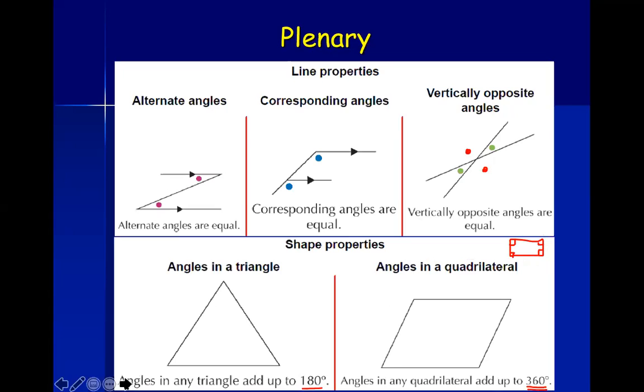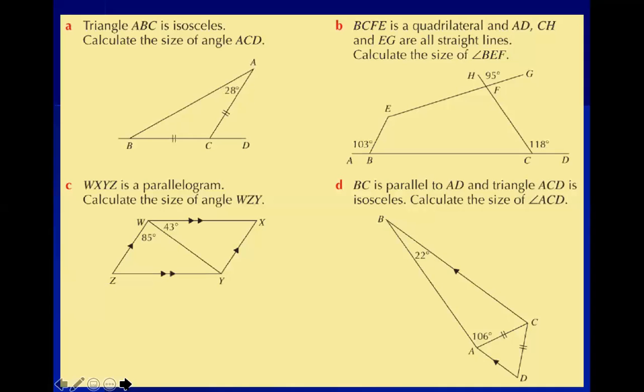Okay. So 5 things, line properties and shape properties, quite good to remember when you're solving problems involving missing angles. So I've got some examples here. I've been given triangle ABC, so that's a triangle. I've been told that it's an isosceles triangle, so you can see why it's isosceles. Quite straightforward, because I've got this line equal to this line, so I know that these two are equal. Calculate the size of angle ACD. So I've been asked to find this angle.